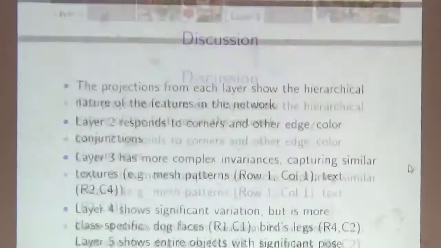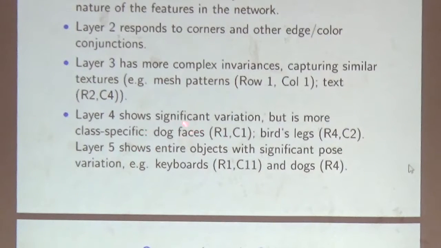If you see the higher layers, they are responding to dog faces, birds' legs, keyboards, dogs, textures. So higher layers are extracting things like texture, legs, eyes, face parts like mouths. They are actually looking like that. If you see the filter kernels at higher layers and you show them as an image, it will look like an eye, or a mouth part, or an ear, or a leg. So it is extracting object features, or parts of an object.